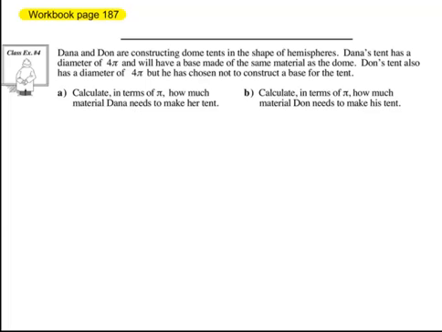Dana and Dawn are constructing dome tents in the shape of hemispheres. Dana's tent has a diameter of 4 pi and will have a base made out of the same material. Dawn's tent also has a diameter of 4 pi, but she has chosen not to make a base.